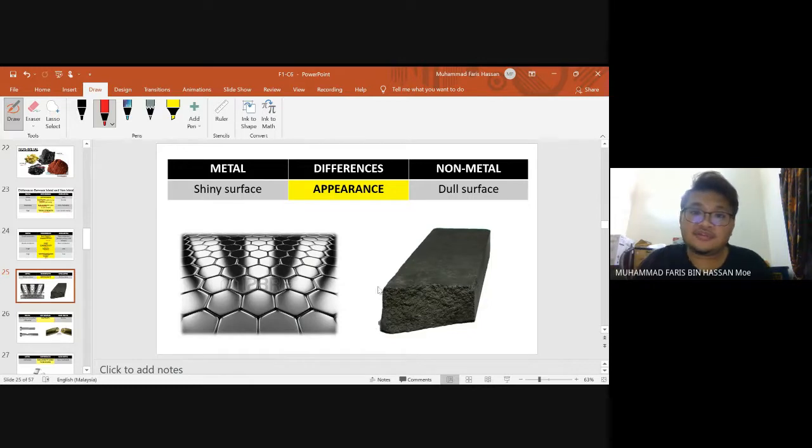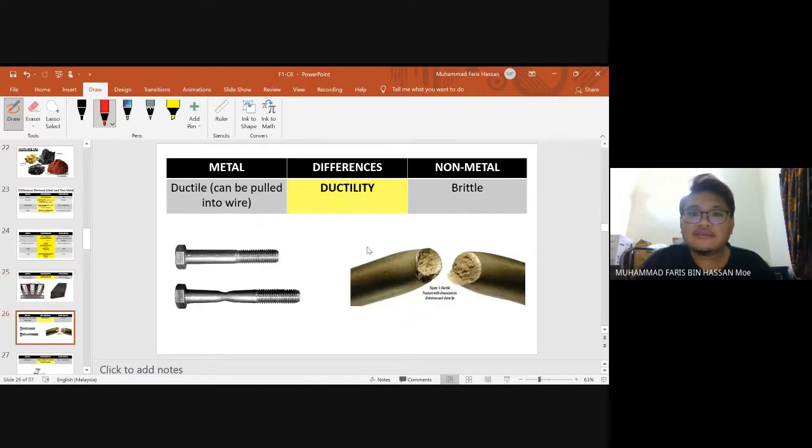So the first difference is appearance. For metal, it has a shiny surface, but for non-metal, it has a dull surface. As you can see in this picture, the surface of the metal is quite shiny, so you can see the lights on the surface of the metal. Compared to the non-metal, the surface is quite dull, so you cannot see any reflection on the surface of the non-metal.